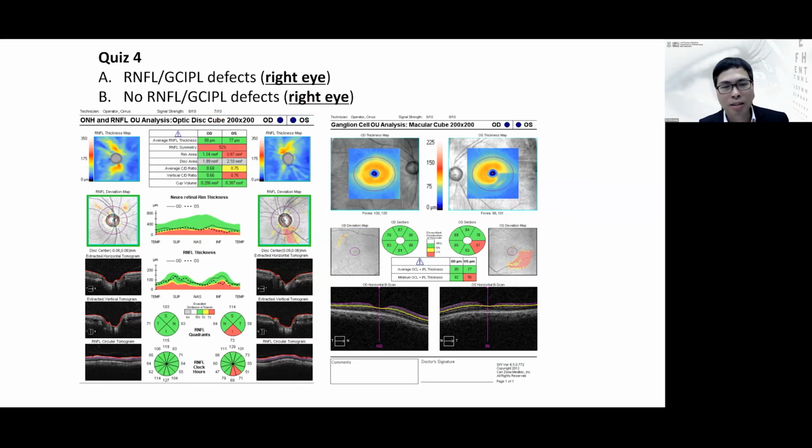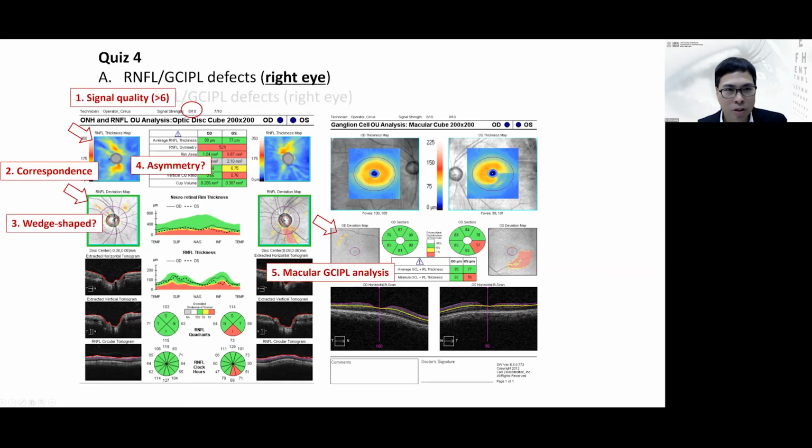Quiz 4. Now, let's look at the right eye. Do we have RNFL and GCIPL defects for the right eye? Polling time. Okay, most of you say no. 70% of you say no. Now, let's go through this again. Good signal strength, 8. And do we have correspondence?